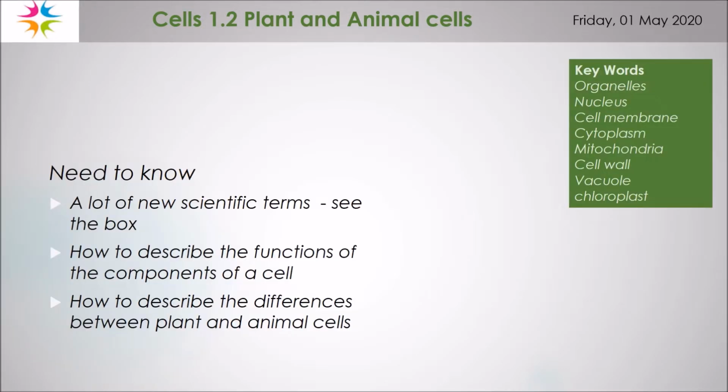There are a lot of scientific terms we need to learn in this lesson. If you look at the box on the right hand side, there are 8 new words to learn, and we're going to use those words a lot during the lesson, but it might be worthwhile for you to ask somebody in your family to quiz you to see whether you can remember what they all are. We also need to learn how to describe the functions of the components of a cell, in other words, what each part of the cell does, and we need to be able to describe the differences between plant and animal cells.